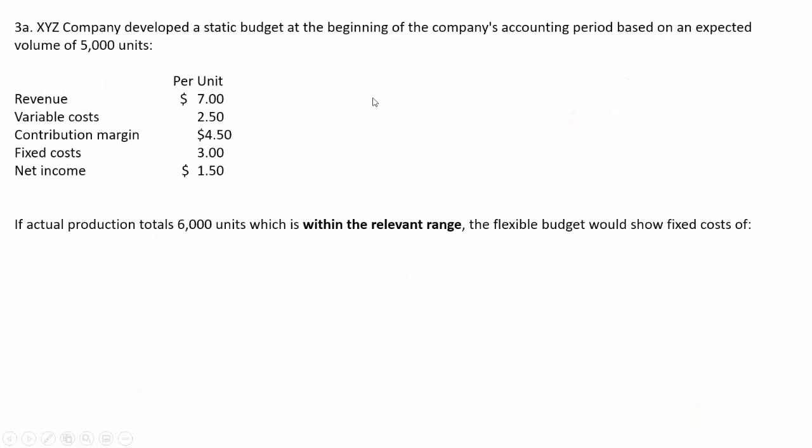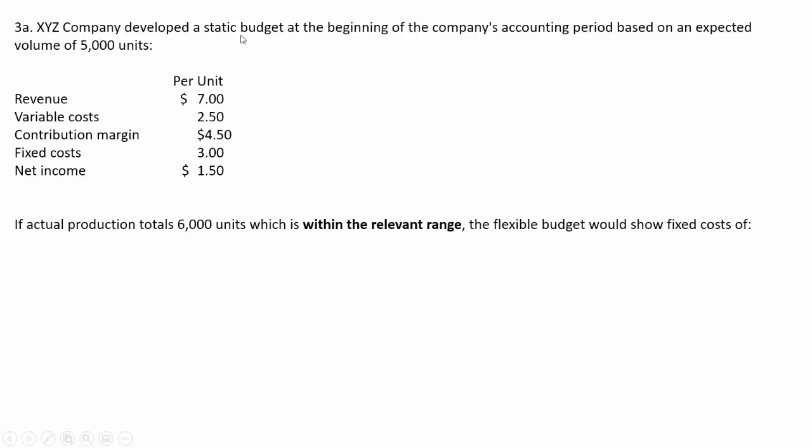In this problem, it's going to test to see whether you understand the difference between fixed cost per unit and fixed cost in total, and how they relate to a company that is producing units that are within the relevant range of activity. So here we go. Remember, do you understand the difference between a fixed cost per unit and a fixed cost in total?